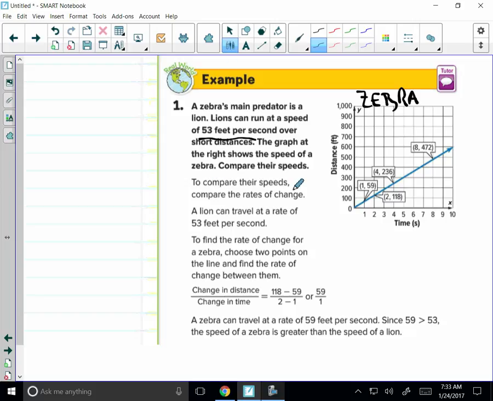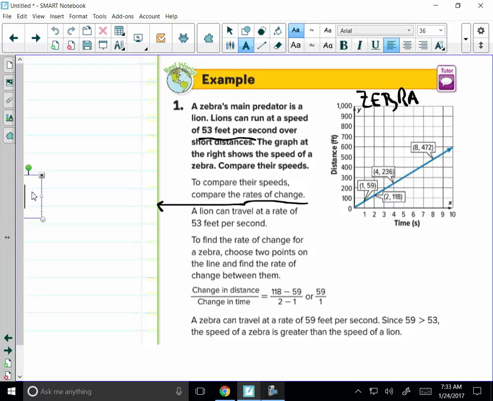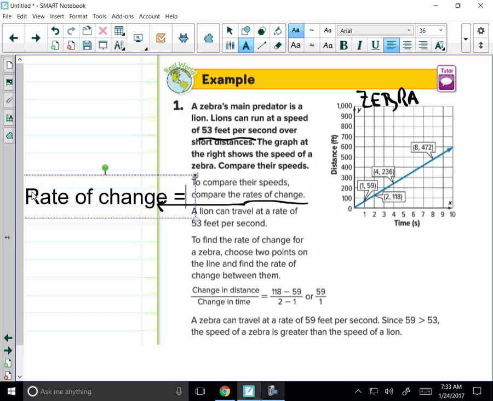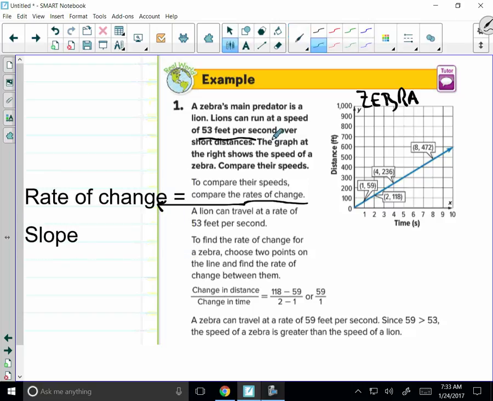Now, it says to compare their speeds, compare the rate of change. Make yourself a note over here on the side that rate of change is equal to slope. Rate of change is just another name for slope. Alright, so down here we have a lion can travel at a rate of 53 feet per second. That was given to us. There's really no thinking in that part.